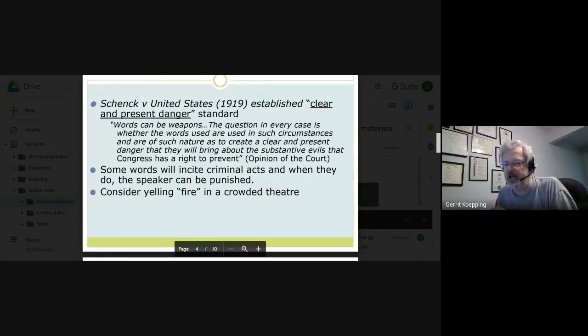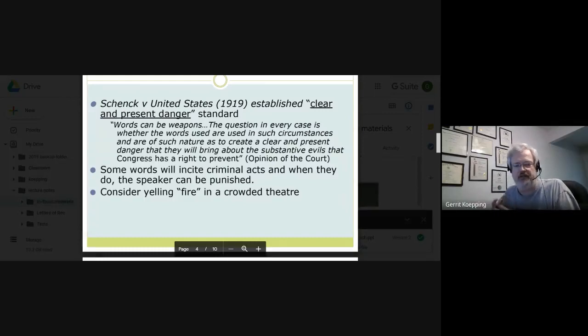And what Schenck established is that in the event that there is speech that forms a clear and present danger, then the speech can be suppressed. So if you're inciting criminal acts, then that is something.